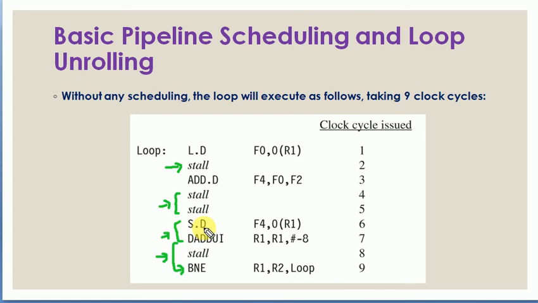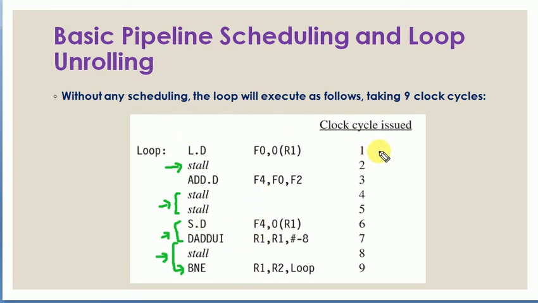The store is depending on add D, so there are 2 stalls. Similarly, there is no dependency, so there is no stall. Here also there is a stall because this branch is depending on this operation. So totally we have 9 clock cycles that will be taken for the completion of one particular iteration.